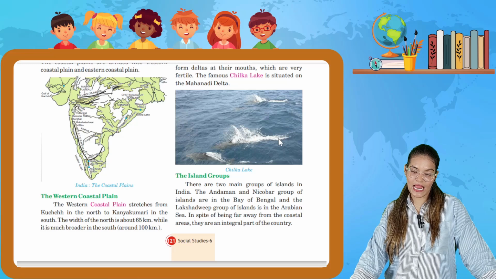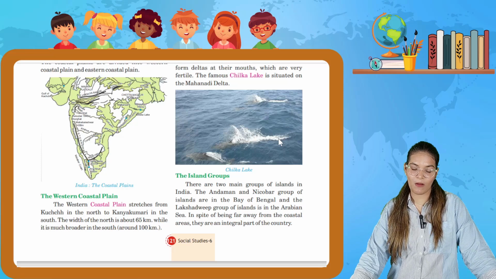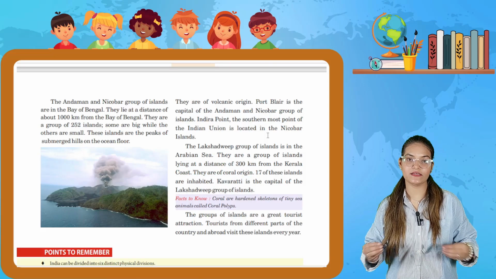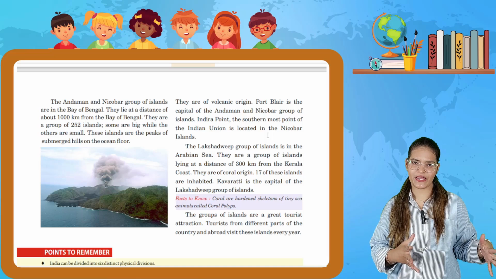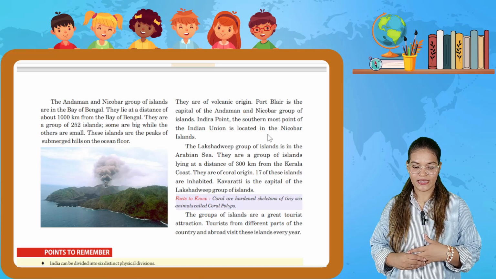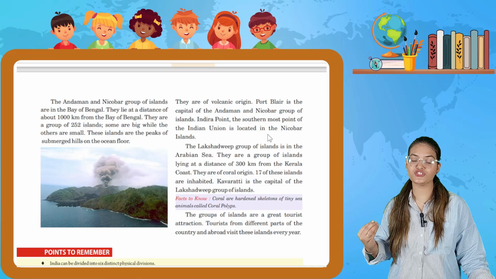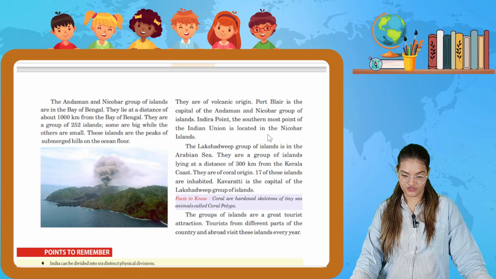The Andaman and Nicobar group of islands are in the Bay of Bengal. They lie at a distance of about 1000 kilometers from the coast. They are a group of 252 islands. Some are big while the others are small. These islands are the peaks of submerged hills on the ocean floor. They are of volcanic origin.